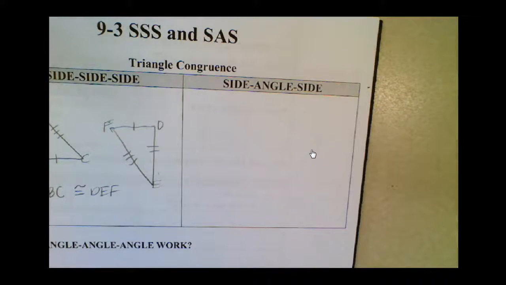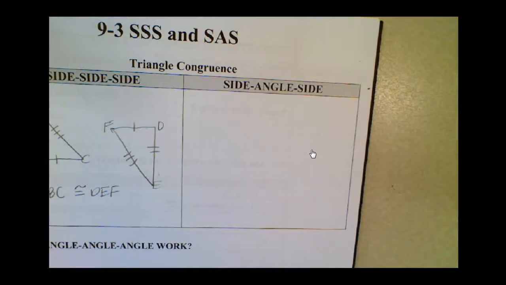Side angle side you can kind of think of as the Oreo cookie of triangle congruence, because it's funny. Abby's laughing at that one. Abby's just wishing she had an Oreo right about now. Have you ever heard Mr. Rowe give that explanation for side angle side?